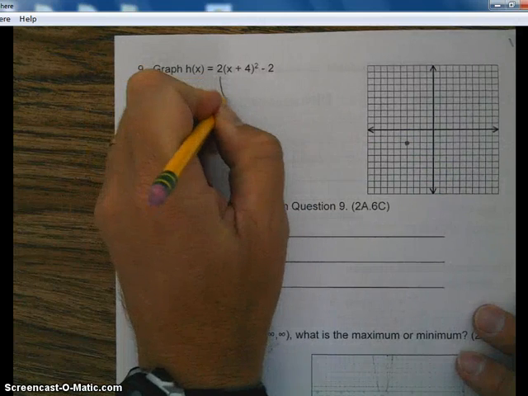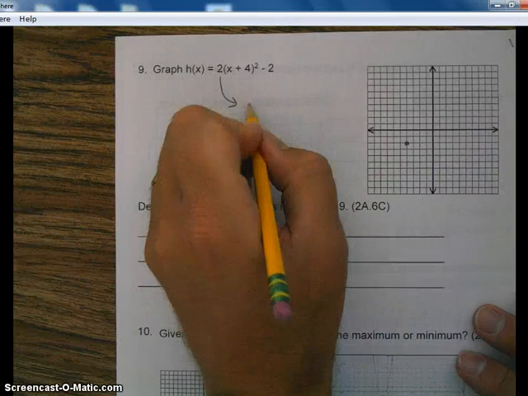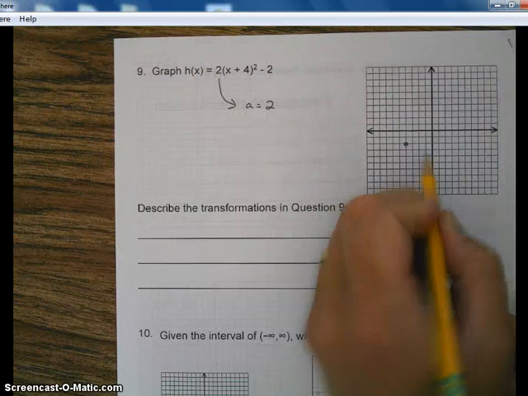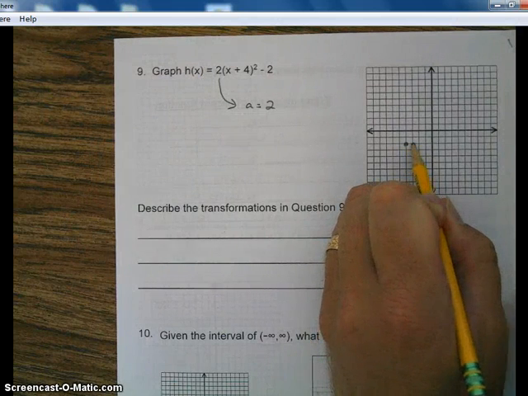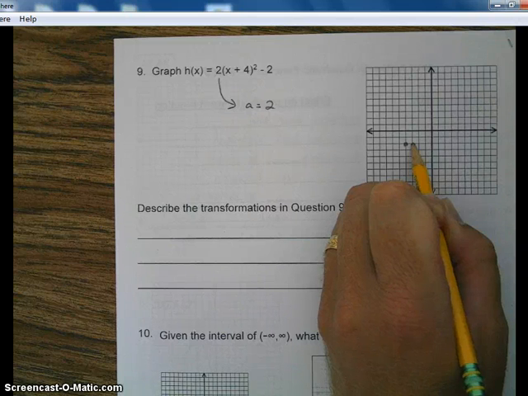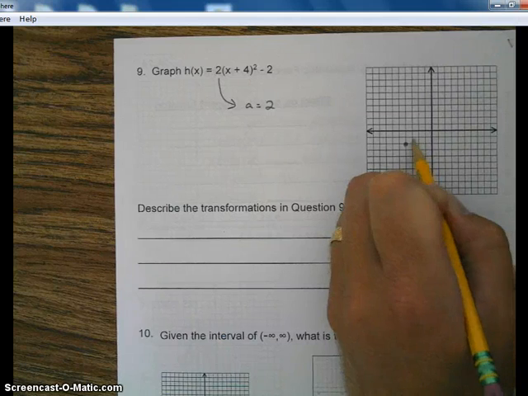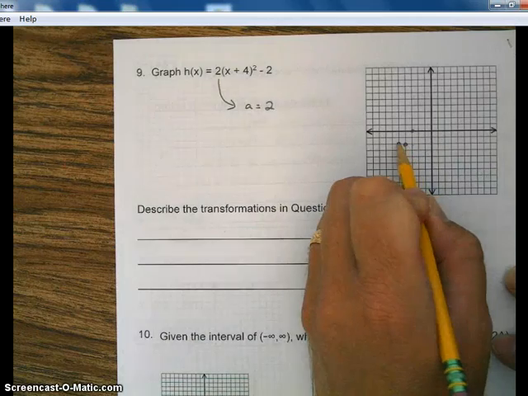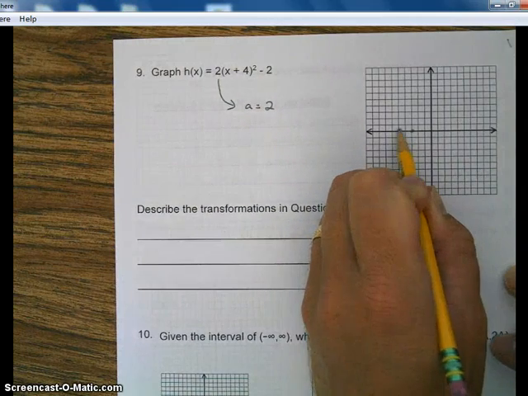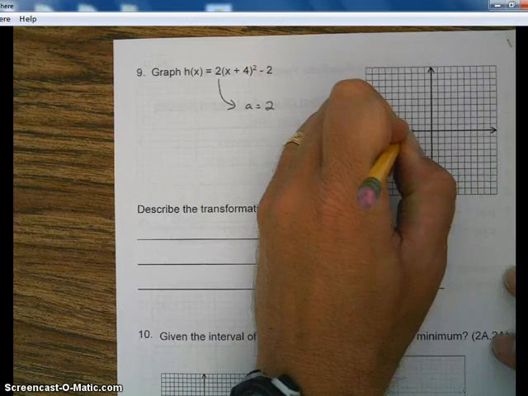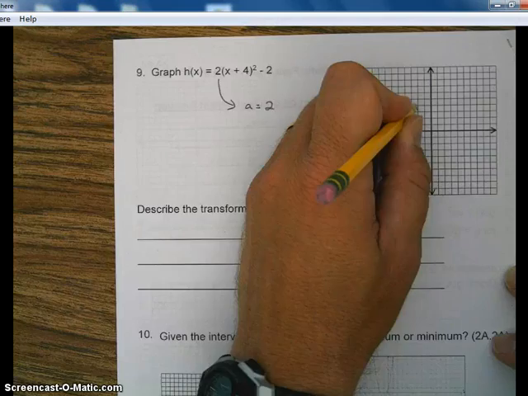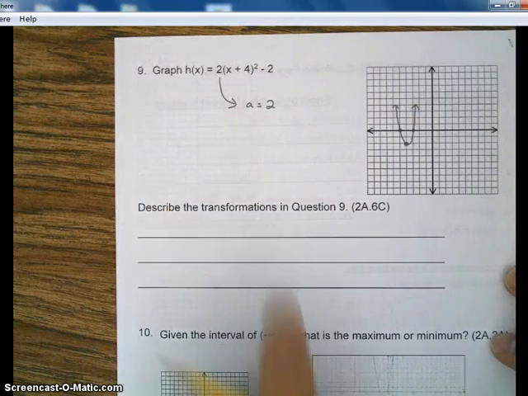Now, the tricky part again is graphing this. Your A value, we have a vertical stretch here. So from here we go over 1. And remember, it's a vertical effect. So all my Y values are doubling. So we're going to go up 2 units. Go over to the left, we go up 2 units. Because remember, it is symmetrical. There you go, 3 points, make a parabola. Go ahead and fill that in for me.